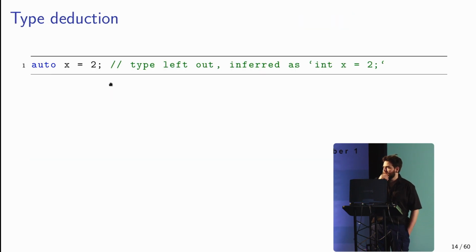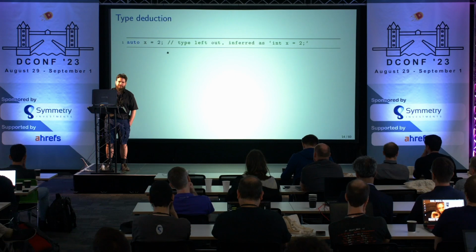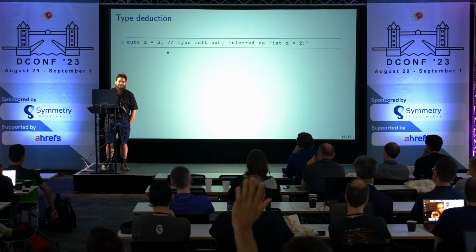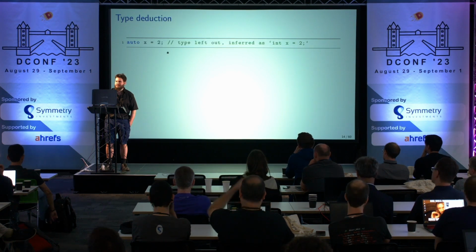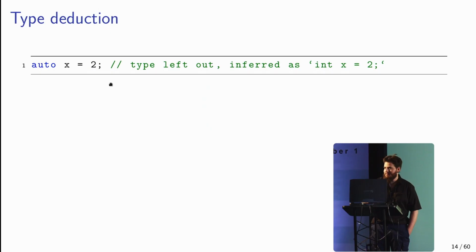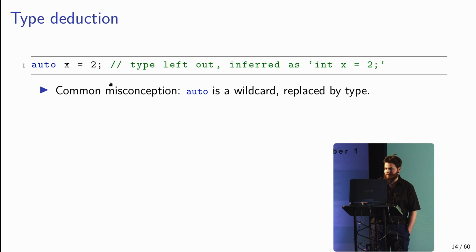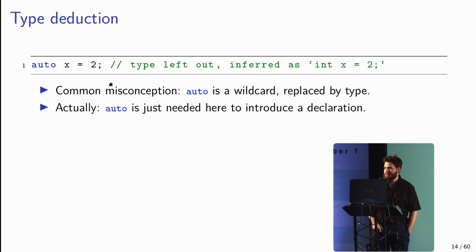Okay, so next point, there is type deduction in D. Here we have auto x equals 2. So who thinks auto means infer type? All right, a few suckers again. So auto actually doesn't mean infer type. It's not a wildcard replaced by a type. It's just needed here to introduce a declaration, and what it's actually saying is, automatically determine where to put this variable.